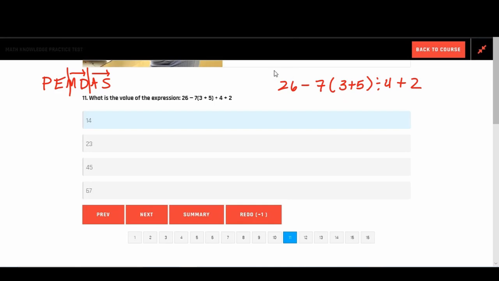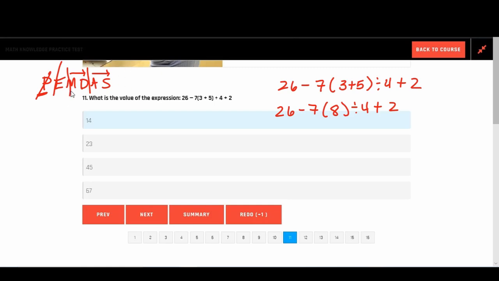Right here I can see we have parentheses, so we're going to go ahead and work on parentheses first. 26 minus 7 times 3 plus 5 is 8, divided by 4 plus 2. And you'll notice that I focus on one of these operations at a time. So I just did parentheses. There's no more parentheses here. As I look through this expression, I don't see any exponents, so there's nothing to do there.